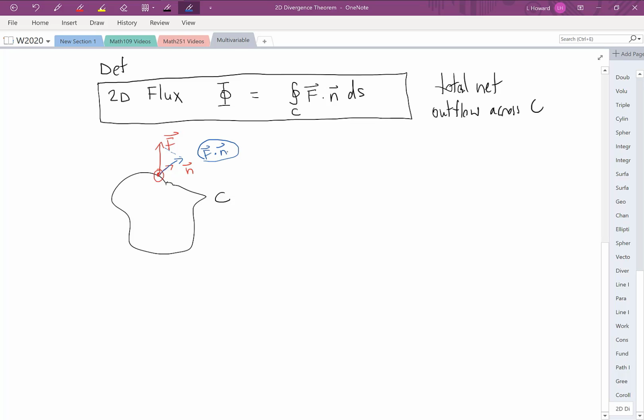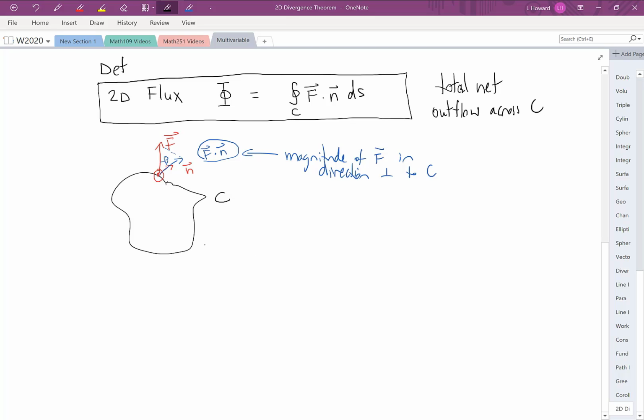Because if we think about this from linear algebra, F dot n is the length of F times the length of n times cos theta, where theta is just the angle between those two vectors. And since n is a unit vector, that just becomes the length of F times cos theta, which is just your component of F in the direction of n. So more intuitively, we could say F dot n is the magnitude of F in the direction that's perpendicular to C. Now let's bring ds into the discussion.